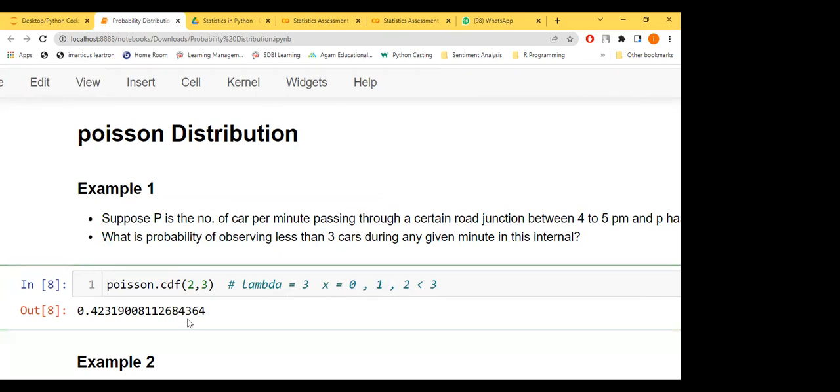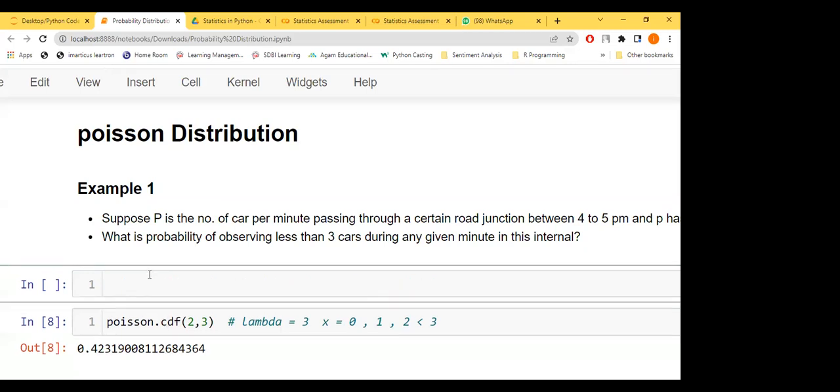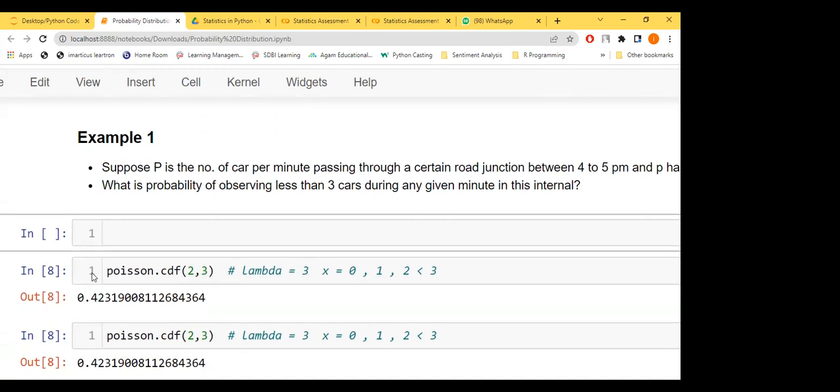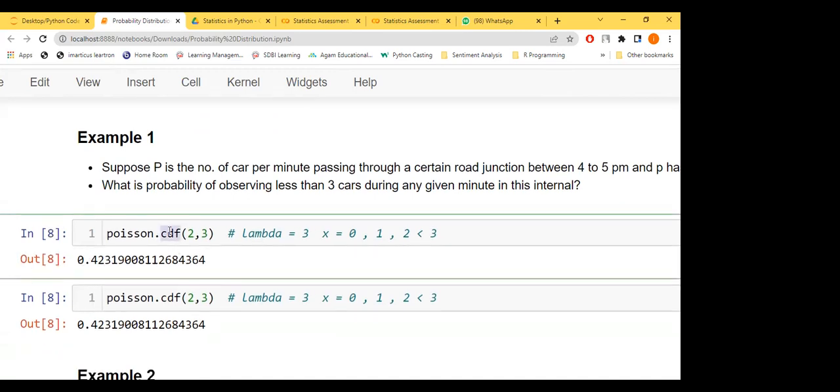Now, I'll ask you a question. When to use CDF and when to use PMF? PMF is for a specific one. Let's say PMF, let's say 0. Anisha, able to understand? Yes, sir.